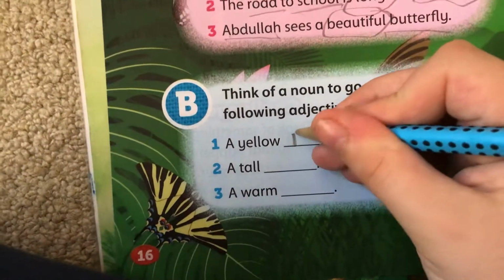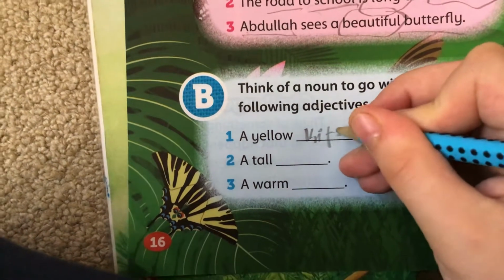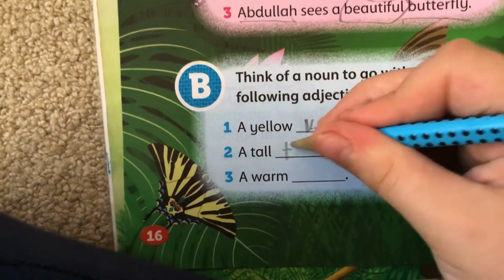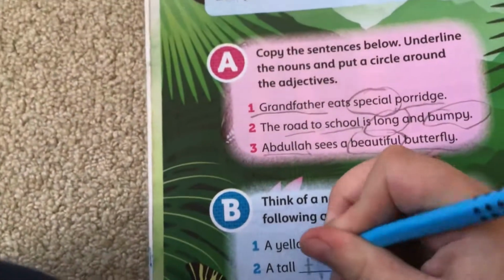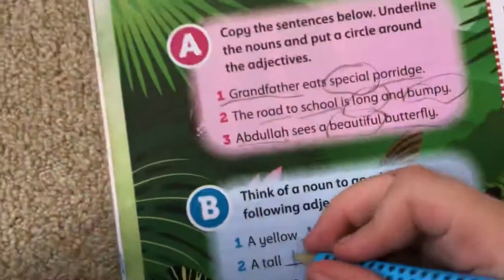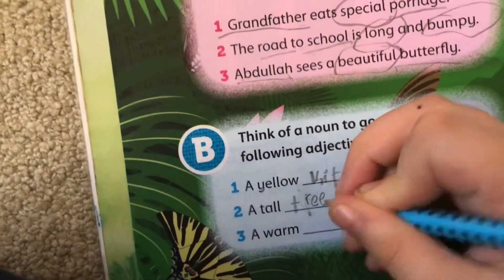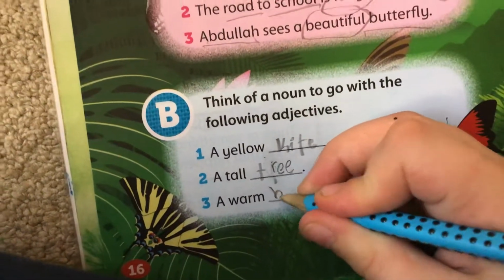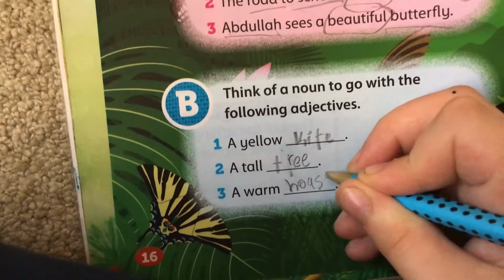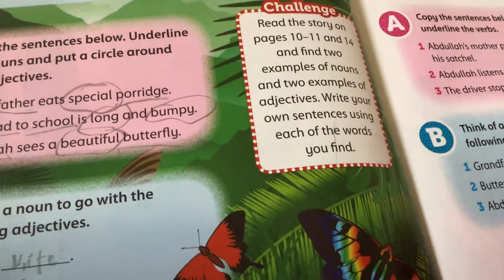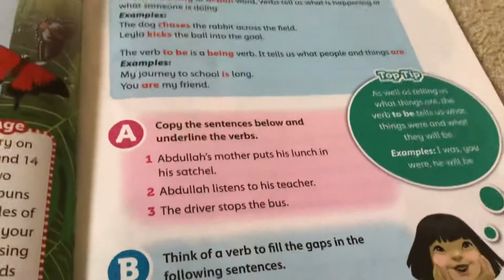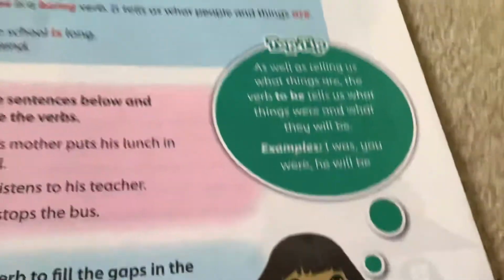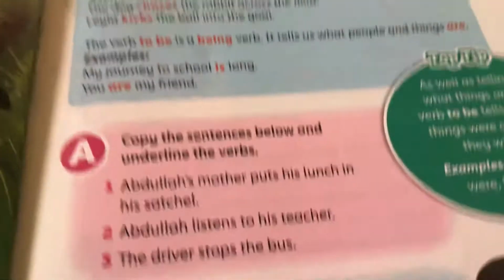Think of a noun to go with the following adjectives. A yellow kite. A tall tree. A warm house. Challenge. Word. So let's do it after.